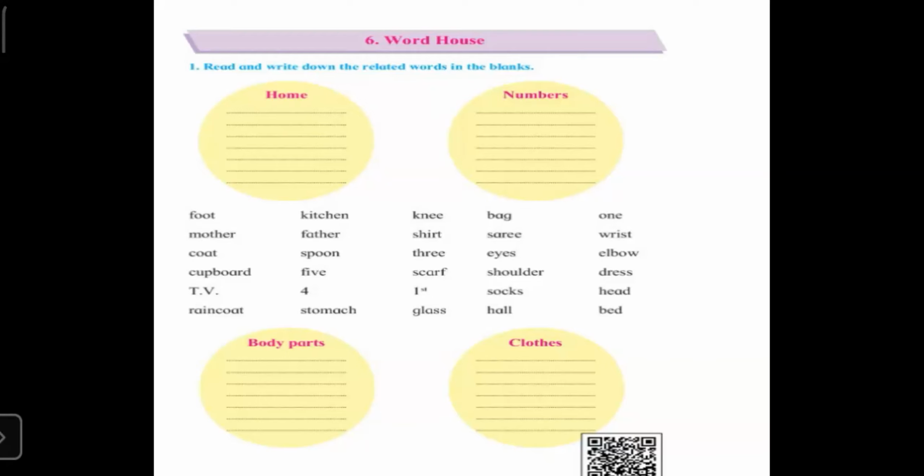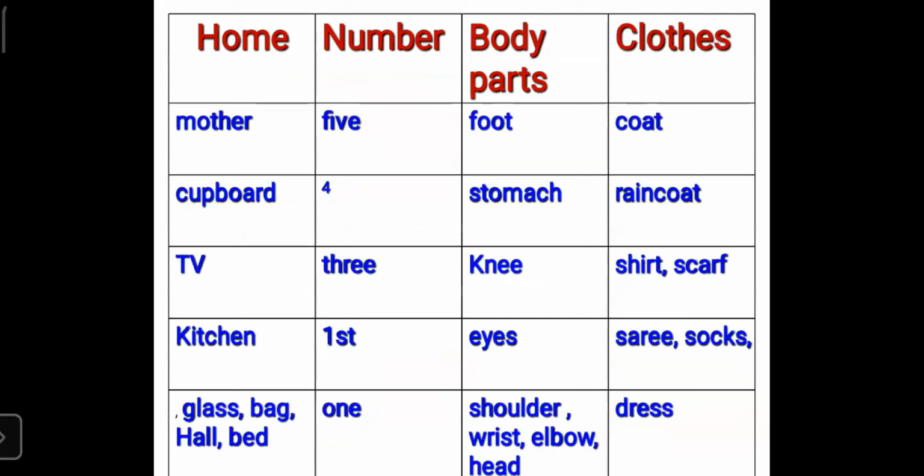Okay, for you to understand it better, children, I have made a table. Pay attention to the table, and see what things I have written in which column. See here, I have made a table for you to understand, children.